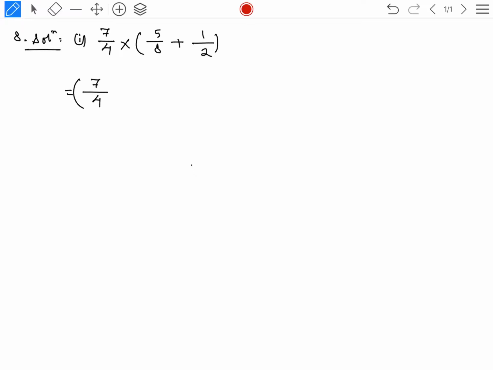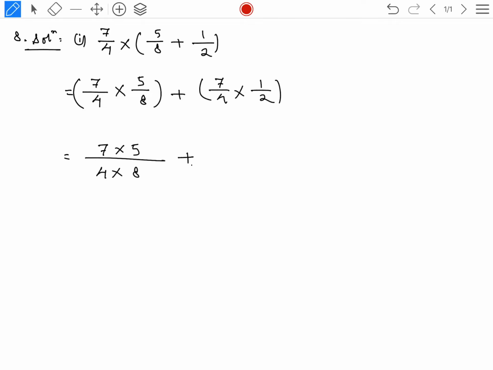You will write equals, and you will use one bracket: 7 by 4 into first 5 by 8, then plus, because this is over addition, yes or no, then again 7 by 4 into 1 by 2. Understood? Next step, multiply numerator into numerator, denominator into denominator. Now 7 5s are 35, and 4 8s are 32, plus 7 1s are 7 and 4 2s are 8. So we need to add these two terms.